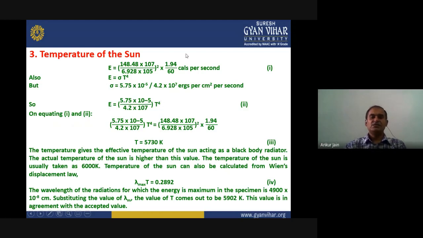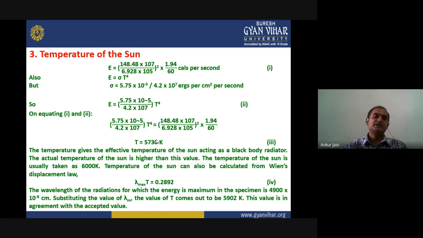Now see, this is also the value of E, and this is again the value of E. If we compare these two values, what we get is 5.75 into 10 to the power minus 5 divided by 4.2 into 10 to the power 7 into T to the power 4 equals this amount. By solving this expression, we get the temperature of sun, and that is coming 5730 Kelvin. Although, this is an approximation, right? And which is slightly less than the actual temperature which is considered for sun, that was 6000 Kelvin.